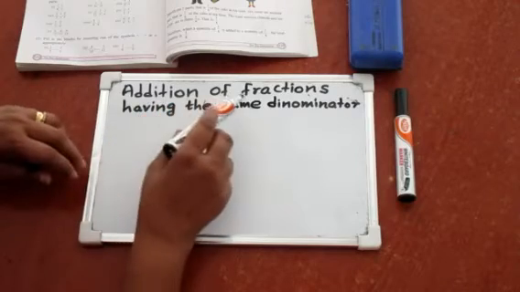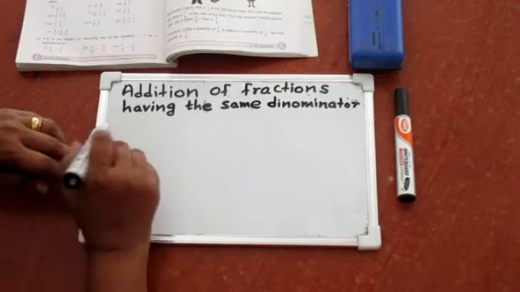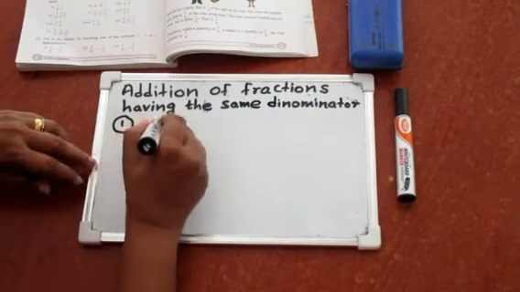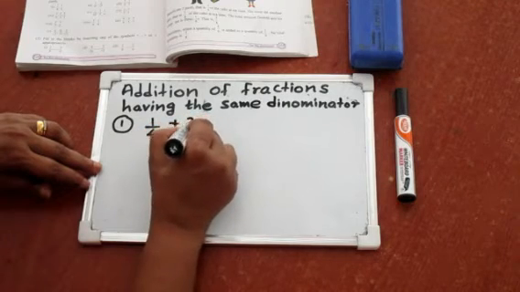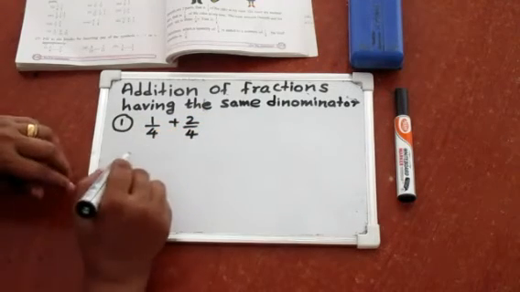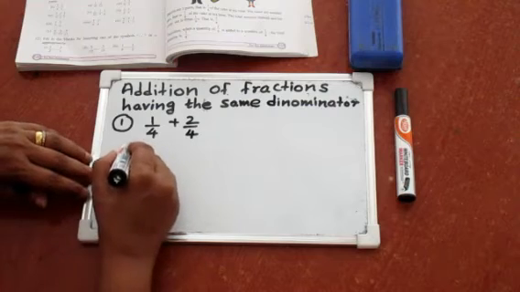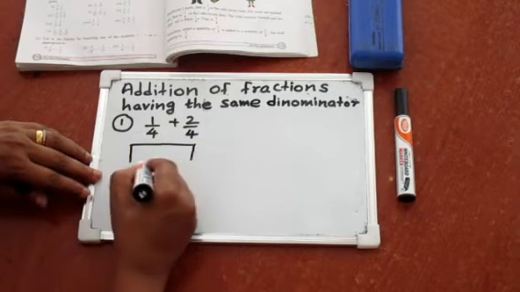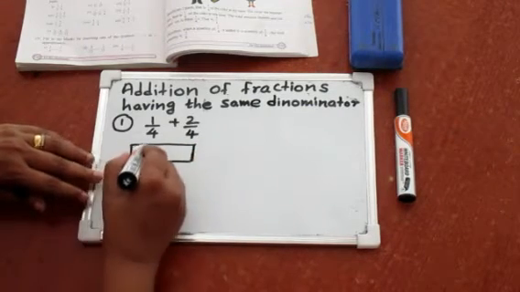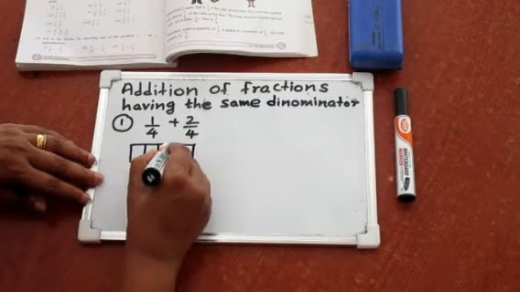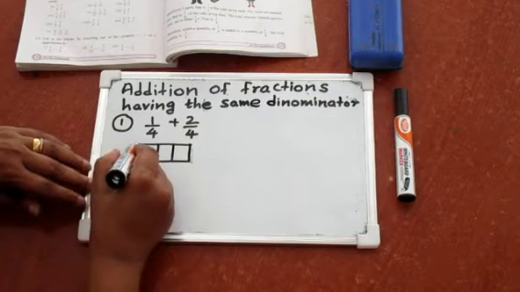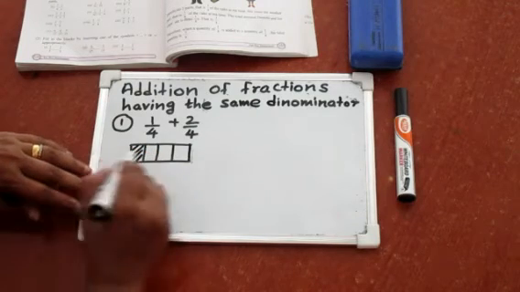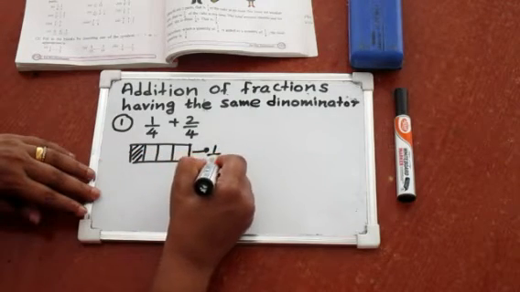Let's do addition of fractions having the same denominator. Now see example 1: 1 over 4 plus 2 over 4. Now I am going to explain this using figures. 1 over 4: divide this into 4 equal parts and represent this fraction by coloring one part here. Then this is 1 over 4.